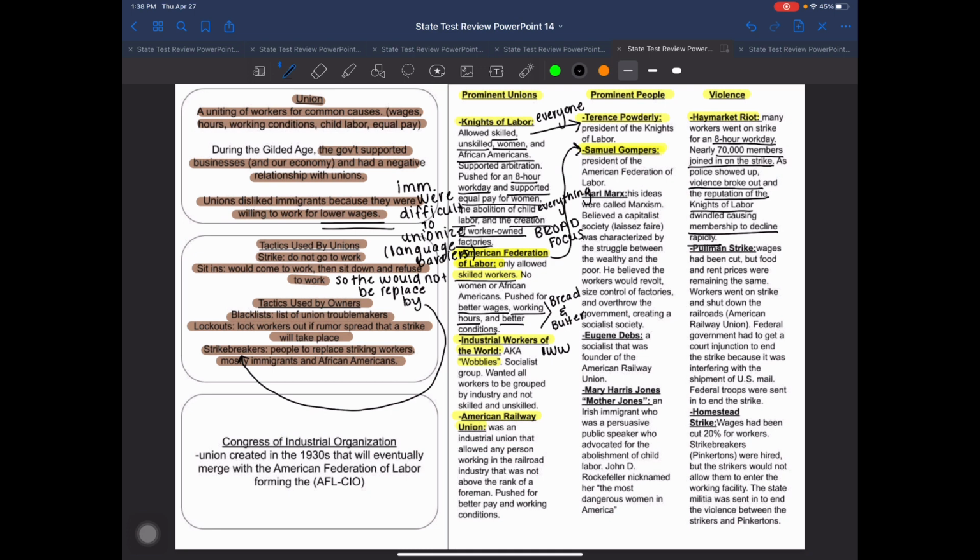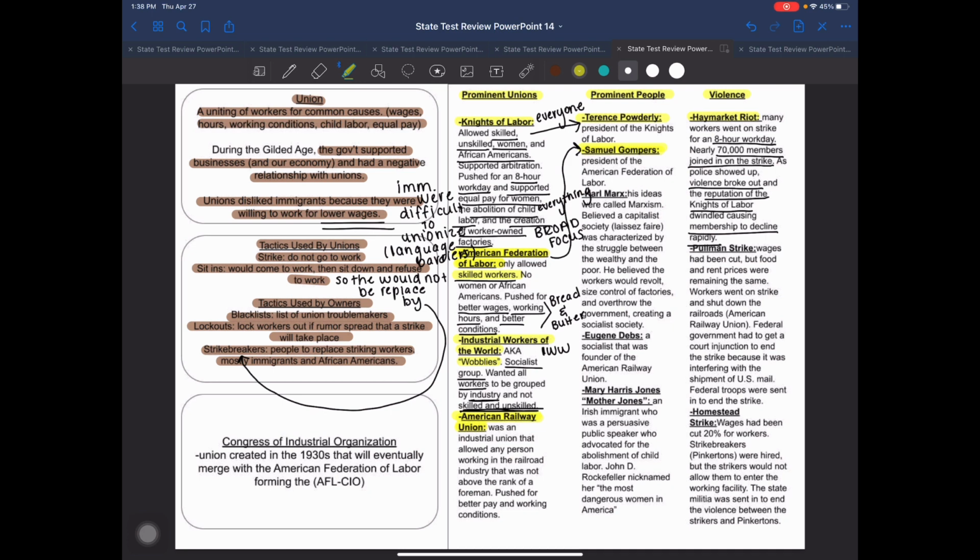Well, during World War I, they got nicknamed the "I Won't Work" because they had a reputation of going on strike so much, and that was not seen as being very patriotic during World War I because everything that was being produced was for the war effort, okay? But this is a socialist group, and they wanted all workers to be grouped by whatever industry they worked in and not necessarily divided between skilled and unskilled workers. The last union down here that's extremely popular is the American Railway Union.